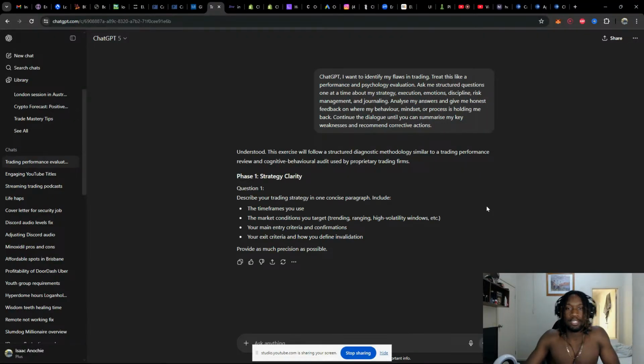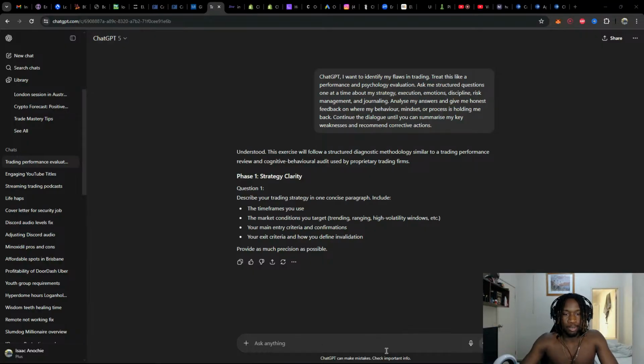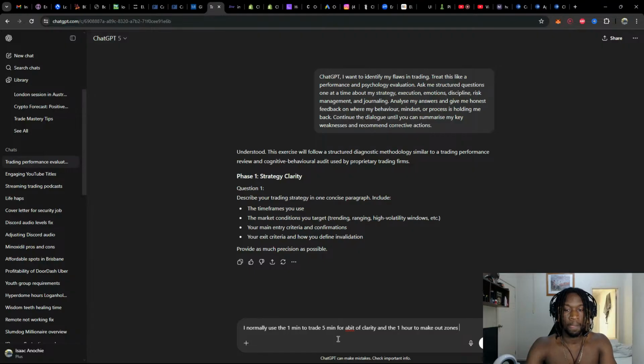This exercise will follow a structured diagnostic methodology similar to a trading performance review. Question one: describe your trading strategy in one concise paragraph. I'm not trying to make it a whole paragraph, but I'm going to make it a short one. Include the time frames I use. I normally use the 1 minute to trade, the 5 minute for a bit of clarity, and the 1 hour to mark out zones. The market conditions you target: trending, ranging.